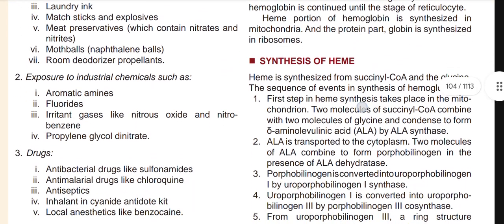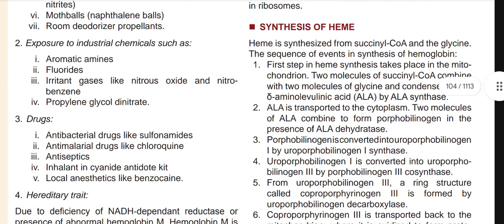Now, synthesis of heme. Heme is synthesized from succinyl-CoA and glycine. The sequence of events in synthesis of hemoglobin: the first step in heme synthesis takes place in the mitochondria. Two molecules of succinyl-CoA combine with two molecules of glycine and condense to form delta amino levulinic acid or ALA by ALA synthase. Now ALA is transported to the cytoplasm. Two molecules of ALA combine to form porphobilinogen in the presence of ALA dehydratase.